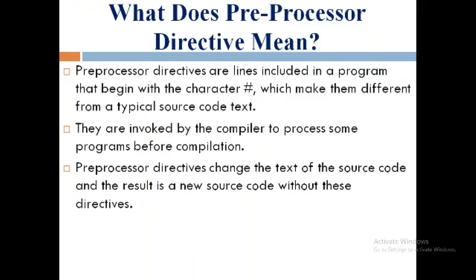Then second one is, what does preprocessor directive mean? The preprocessor directives are lines included in a program that begin with the character hash, which make them different from a typical source code text. They are invoked by the compiler to process some programs before compilation. The preprocessor directives change the text of the source code, and the result is a new source code without these directives.